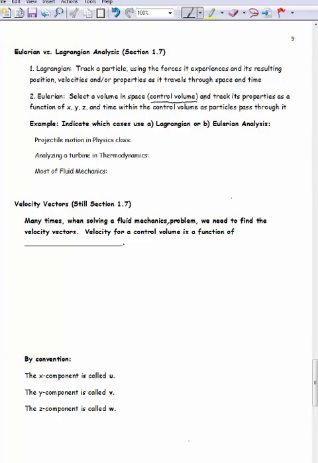So if we just fill out these examples, indicate which uses Lagrangian versus Eulerian analysis. Projectile motion in physics class, well, Lagrangian. A turbine in thermo, Lagrangian. Most of fluid mechanics, Eulerian, because it doesn't make sense to follow a fluid particle as it goes through space. There's just too many of them interacting with each other. So it's going to be Eulerian analysis, control volume analysis, right?